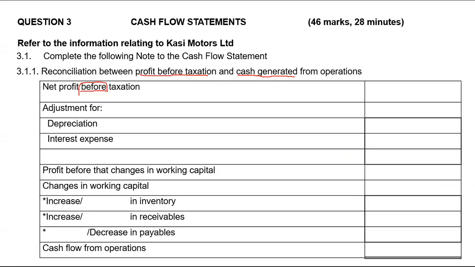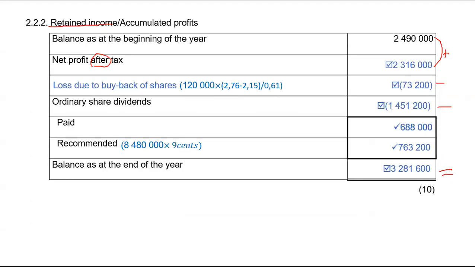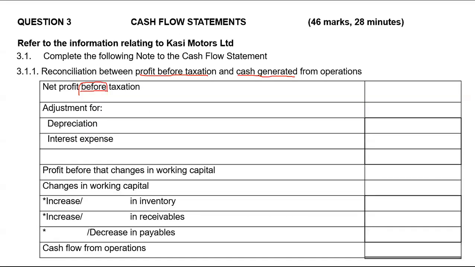I'm asked to prepare my reconciliation between profit before taxation and cash generated from operations. So I highlighted important things there. And I needed to highlight the fact that here your net profit must be before tax. This is not retained income. In retained income, your profit must be after tax. Here, guys, that is your retained income. This is your reconciliation between profit before tax and cash generated from operation. Whatever comes here must be before tax.